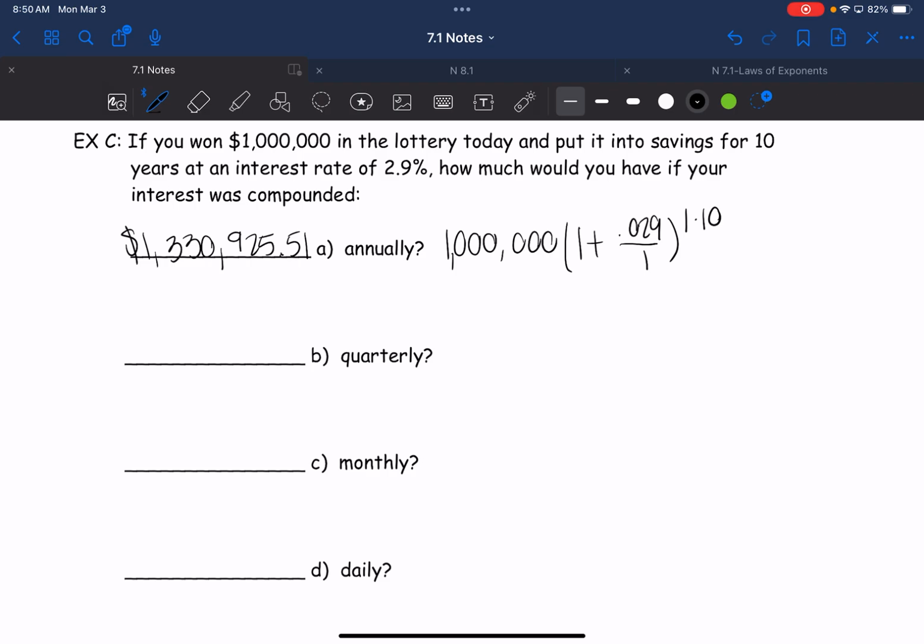So the only thing that should change is that 1 that was here and here. That's the only thing that will change for parts B, C, and D, right? Good.